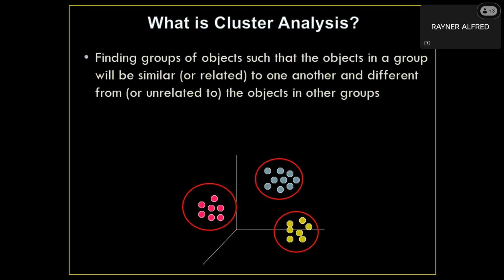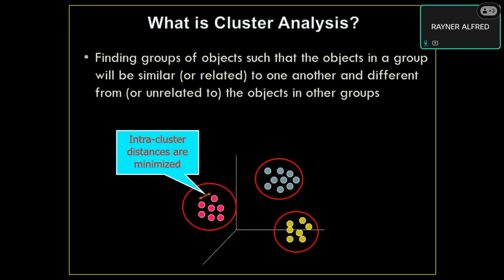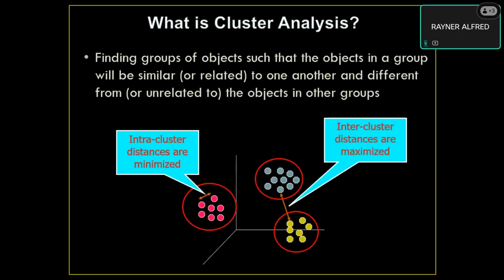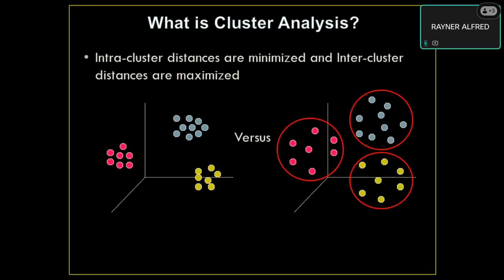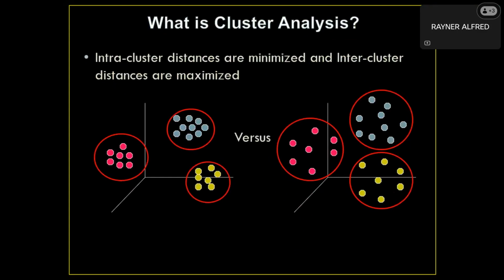Our task is to make sure that the intra-cluster distances are minimized, very compact, and the inter-cluster distance, which is the distance between clusters, is large, well separated. So that is our task. If we compare with this, which one is better? The left one, because the clusters are very compact and they are far away from each other.